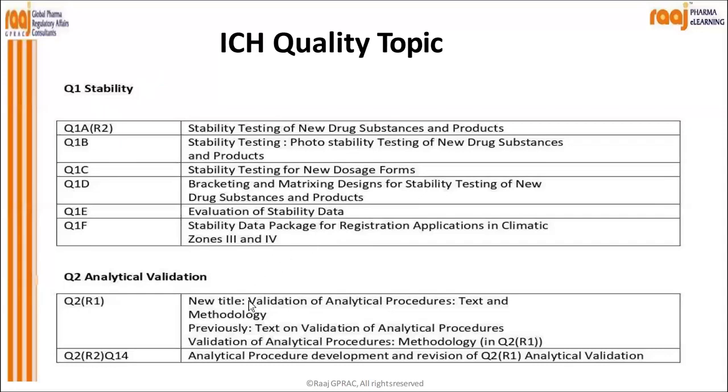Okay. Then Q2 talks about the validation of analytical procedure, that is Q2R1. So Q2R2, Q14, just see analytical procedure development and revision of Q2R1 analytical validation. So based on this Q2R1, then Q14 has also evolved recently, like 2 years back. Earlier it was only Q2 for the validation of analytical procedure.